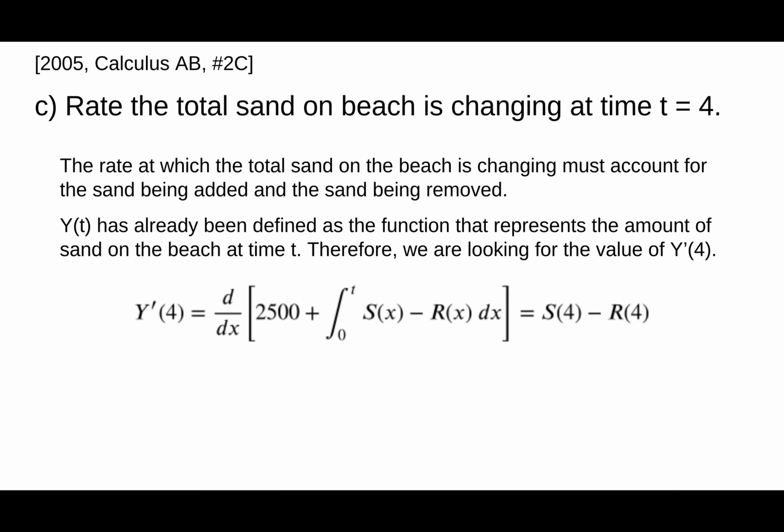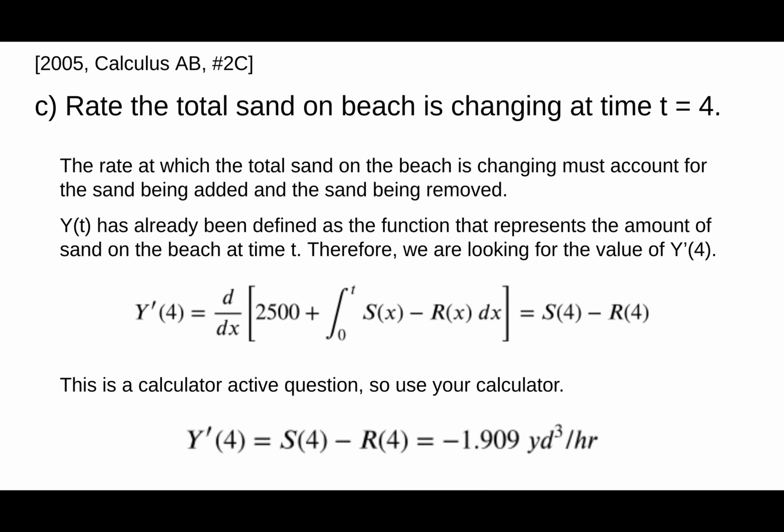So y prime of 4 is just the derivative of our y of t function, which was 2500 plus the definite integral from 0 to t of s of x minus r of x dx. But this is really just an issue for the fundamental theorem of calculus. So the derivative of this function is just going to be s of x minus r of x. But we're interested in the value of this function specifically at t equals 4, or x equals 4. So we're just going to do that.